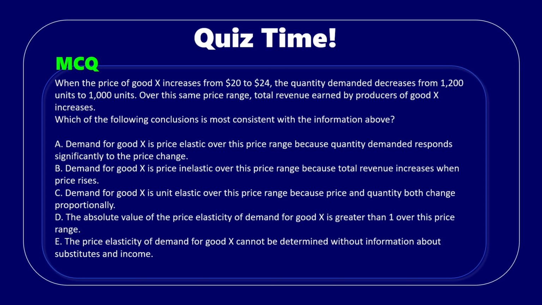Why? When demand is inelastic, consumers are not very sensitive to price changes. So even though fewer units are sold, the higher price more than offsets the drop in quantity. And that's exactly what's happening here. So the correct conclusion is that demand for good X is price inelastic over this price range. So that's why the correct answer is B.